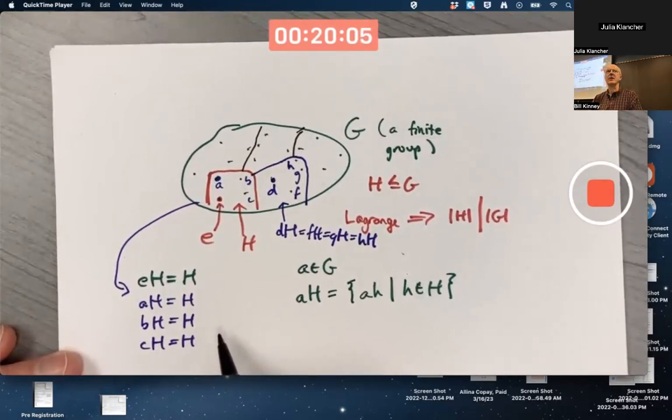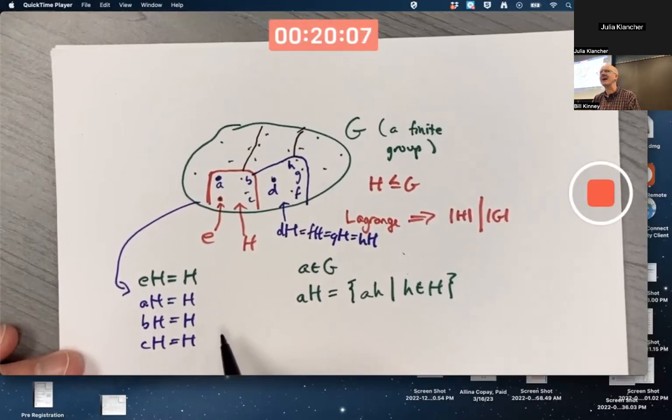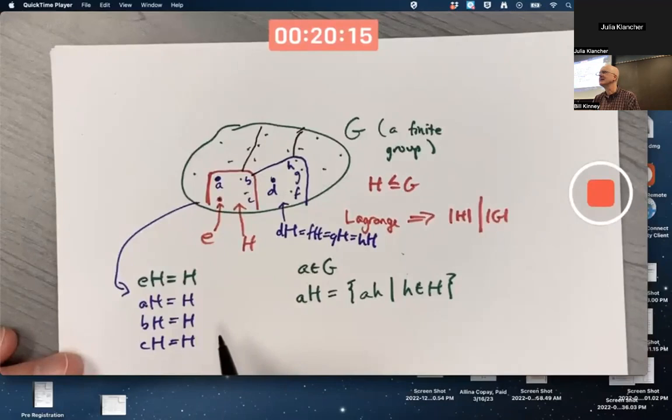Have I put the proof of Lagrange's theorem on a test before? I think I actually have. It's not super hard. Maybe a little bit awkward to state, but you should study it. Could show up on the exam.